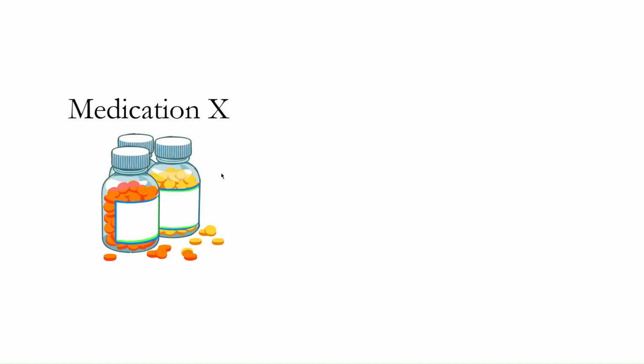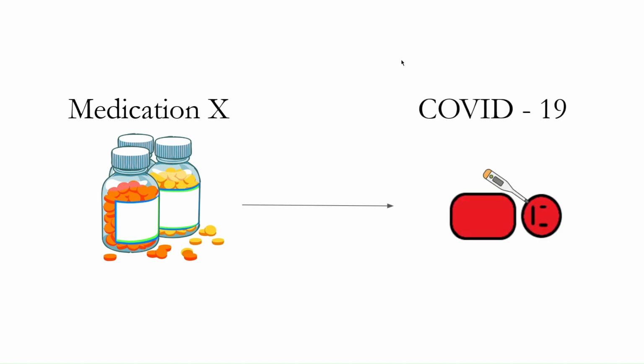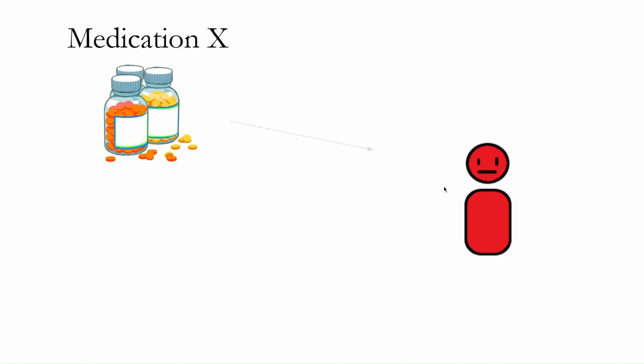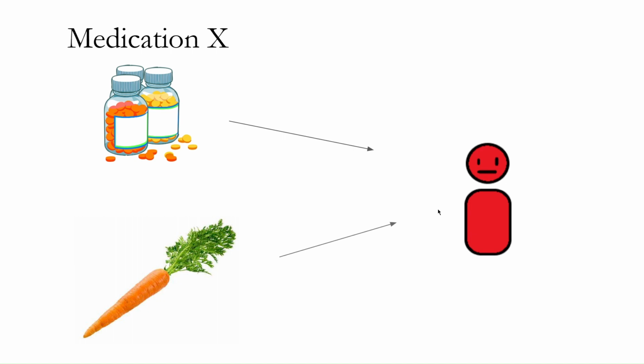Let's say that we are trying to prove if medication X can cure COVID. So what do we do? We ask somebody with COVID to take medication X. And after they do, we note the results down. Let's say that they got cured. That's a wonderful thing. They don't have COVID anymore. Now we have to ask ourselves, why did they get cured? Was it because they took medication X? Or was it because they ate a carrot for lunch? So how do we answer that question?